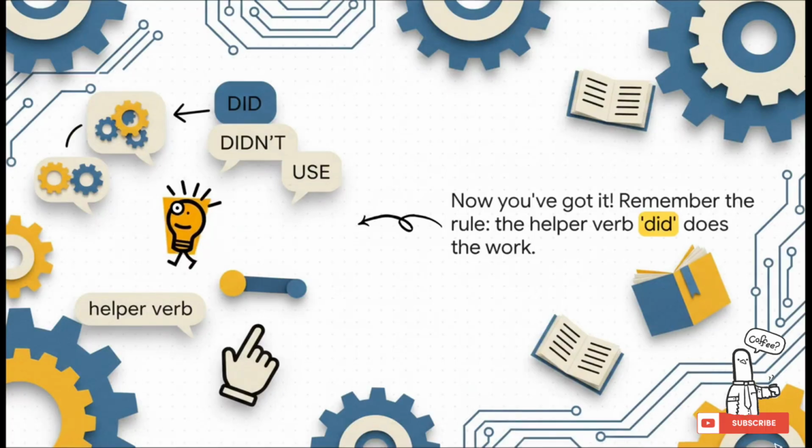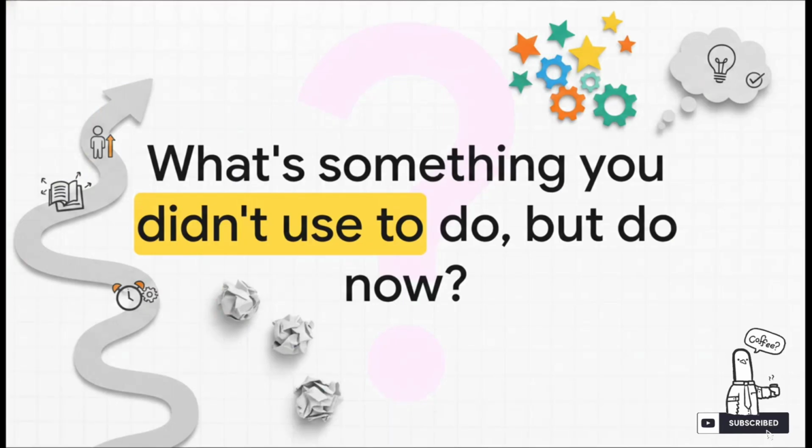The biggest thing to remember from all of this is just that one simple rule. When "did" or "didn't" is in the sentence, let it do the work. You always "use." So, to wrap things up, I'll leave you with a little question to think about. What's something you didn't use to do, but you do now? Thinking about it in terms of your own life is honestly the best way to make that grammar rule really stick. Thanks for joining me for this explainer.